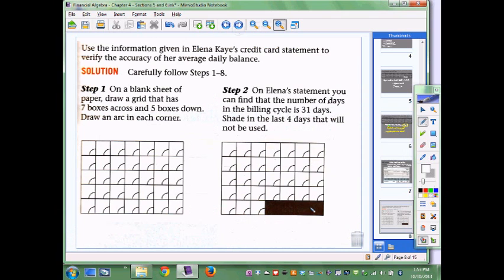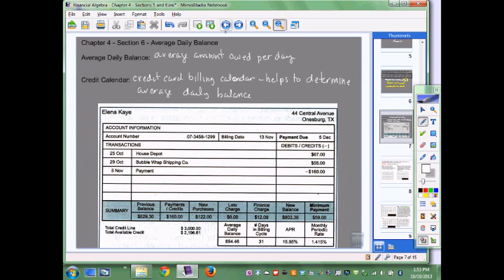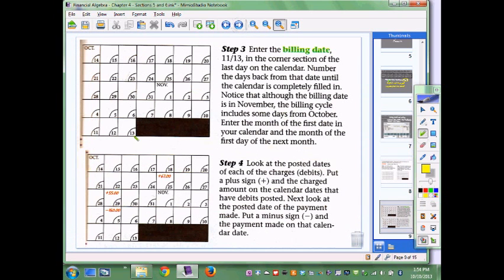So once you've blocked out the extra days, then you go through and find the billing date. This is the 13th. I find November 13th is her billing date. And I start at the bottom with the 13th and count backwards, because this is the last day of her cycle. We don't know what day it started. We know what day it ended. So we go backwards, 13 to 1, and then we start into October and go backwards like that.